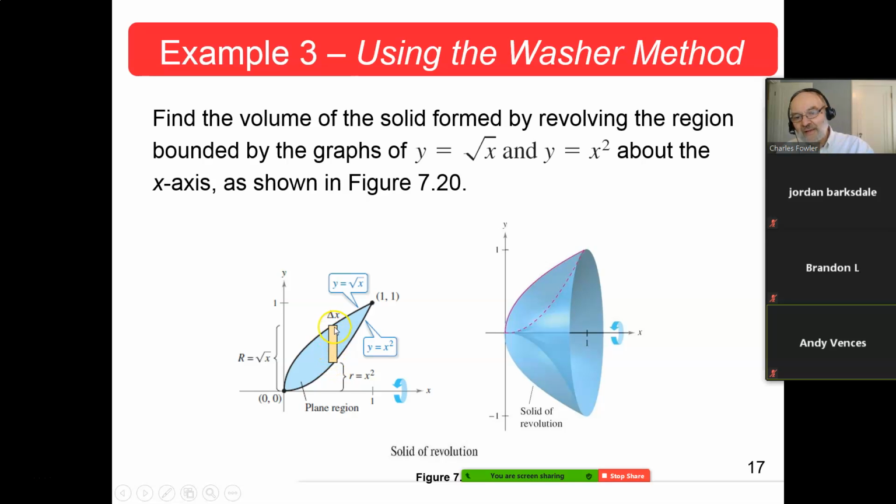So this would be that R squared. Well, square root of x squared is just x, minus this r squared. Well, that's going to be x to the fourth, because if you square the little r, you get x to the fourth. So it'll be x minus x to the fourth dx. Pi is out in front and the dx. So that's what the volume of revolution around the x-axis will be.